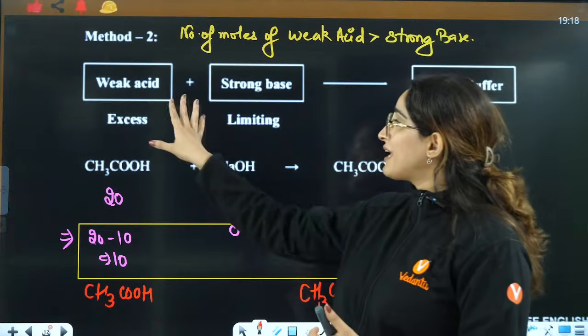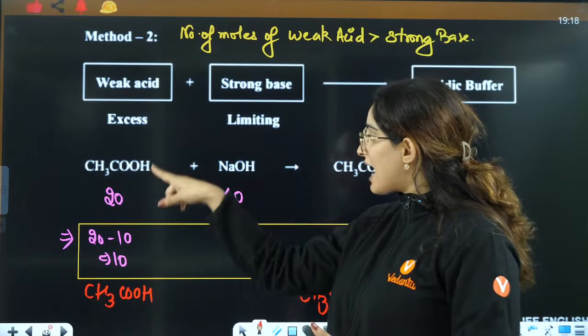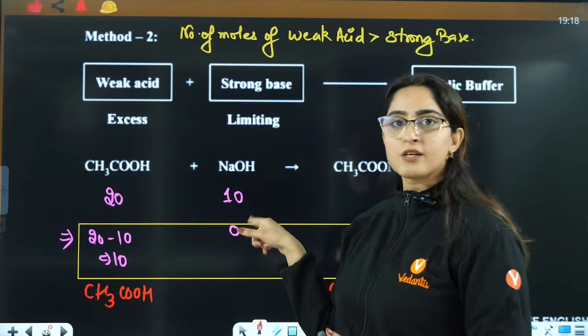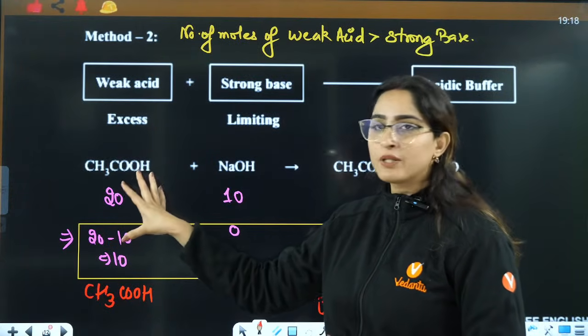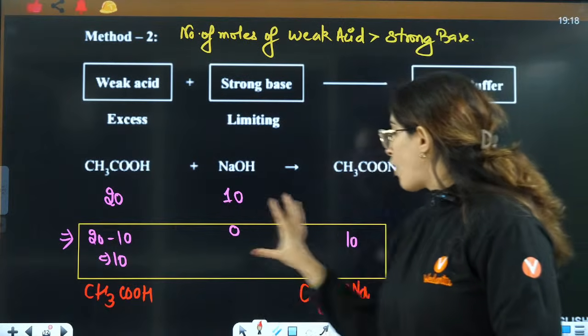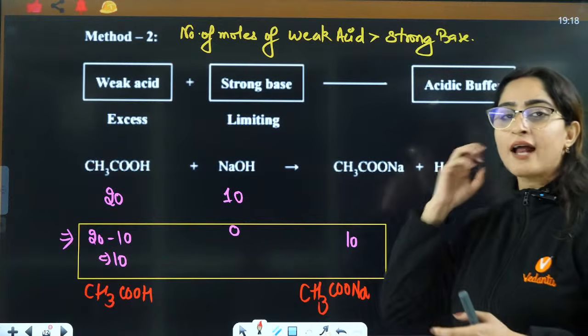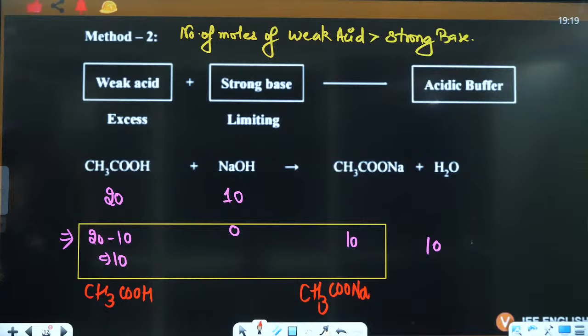If you have weak acid in excess, then weak acid and strong base are going to react, because here 100% association will not be there, while for the strong base 100% association is there. So all of the strong base is going to react with the weak acid and form a salt, and in the end you have the buffer situation: a weak acid and a salt of the weak acid with a strong base.